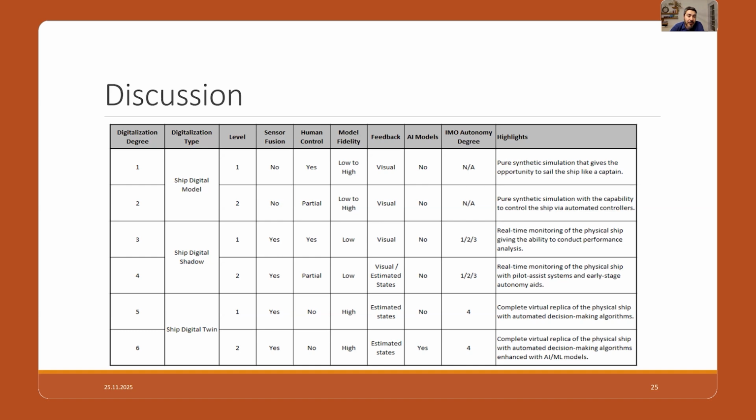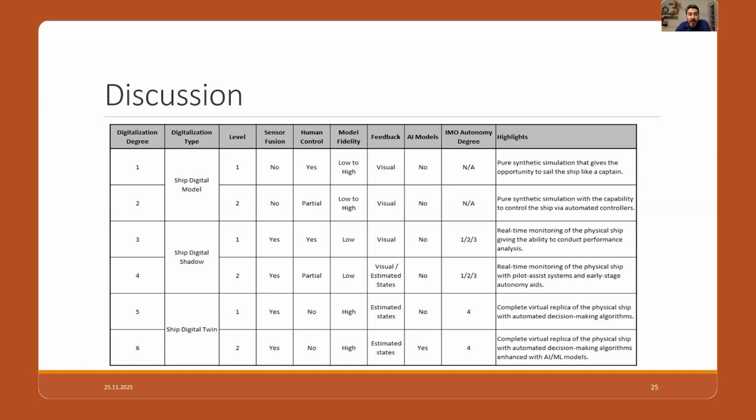So sensor fusion is not available in the ship digital model, of course, because there are no sensors. It has no connectivity with the real world, but it is available for the others, ship digital shadow and twin. Human control: you completely control the ship digital model first level. You partially control the next level because there's a controller inside.